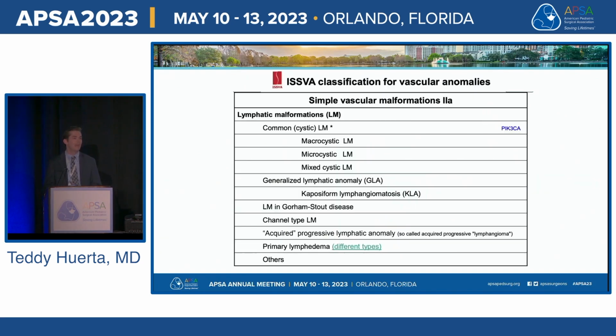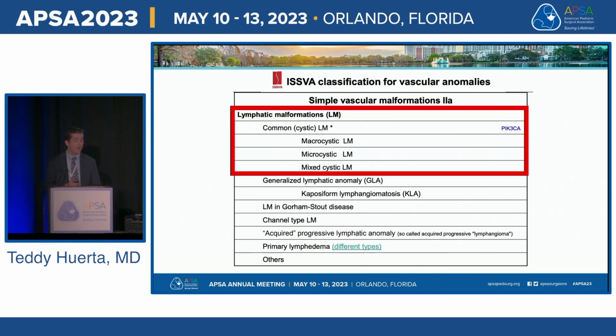Since 1990, the International Society for the Study of Vascular Anomalies instituted a classification system for lymphatic malformations, dividing common cystic lesions into 3 major histologic types, including macrocystic, microcystic, and mixed cystic malformations.